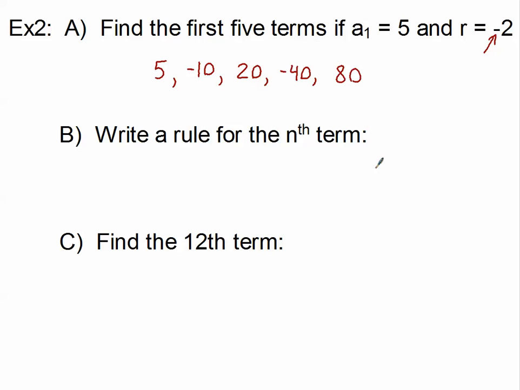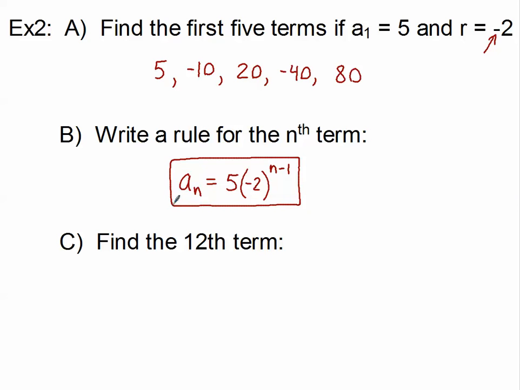So that's kind of interesting. That's something that will never happen with an arithmetic sequence, but with geometric, we can alternate terms. Part B says write a rule for the nth term, so I know I'm talking about a sub n, and I'm really just plugging into that formula. The first term is 5, r was given as -2, and we're raising it to the n minus 1 power. So that is the rule to describe the geometric sequence above.